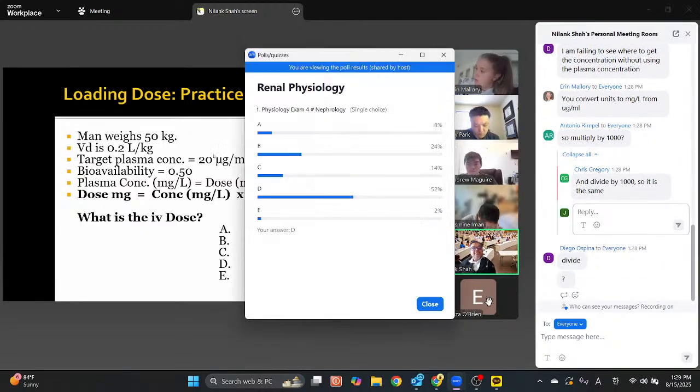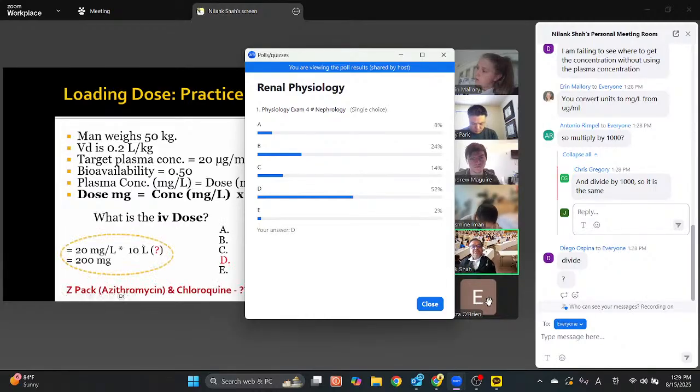Okay, I see that. All right, 52% of people responded to this question correctly, which is a very good job. It's not a bad job. Now, second question on loading dose, and the answer is D, 200 milligram, and 52% of 97 students responded to this question correctly. Any volunteer who would like to explain here?